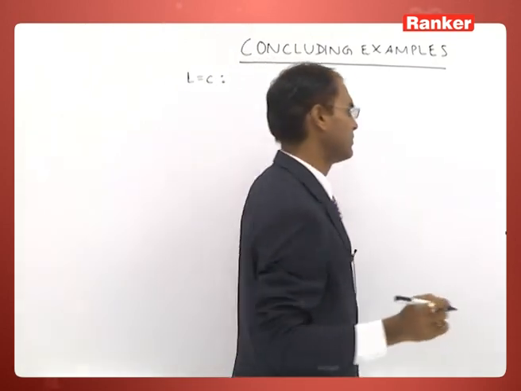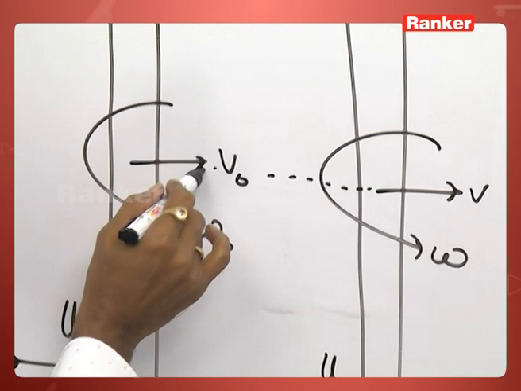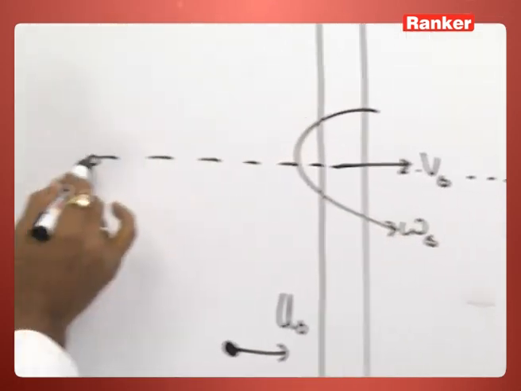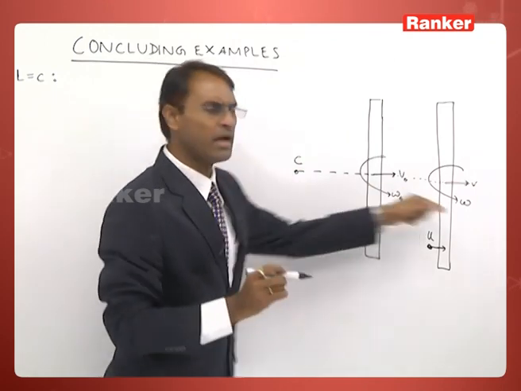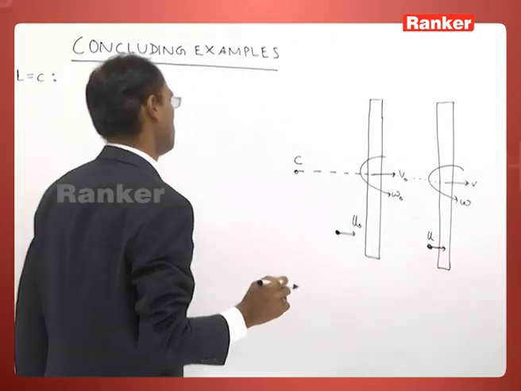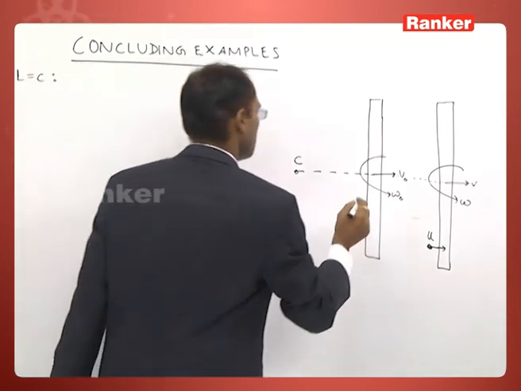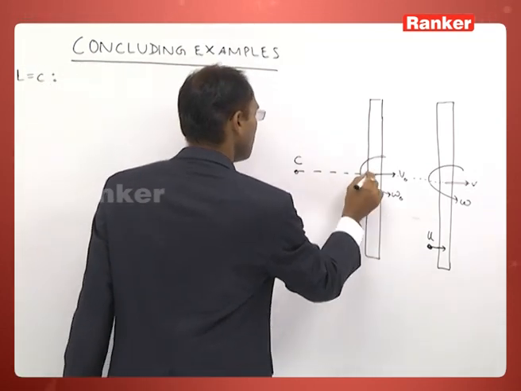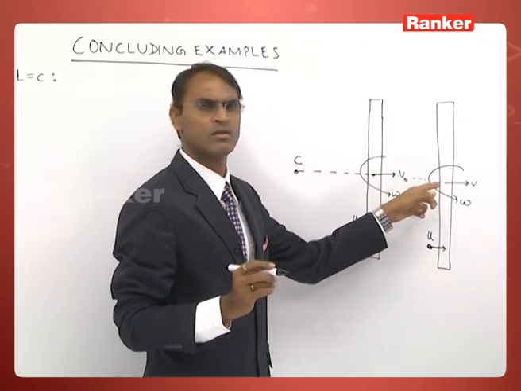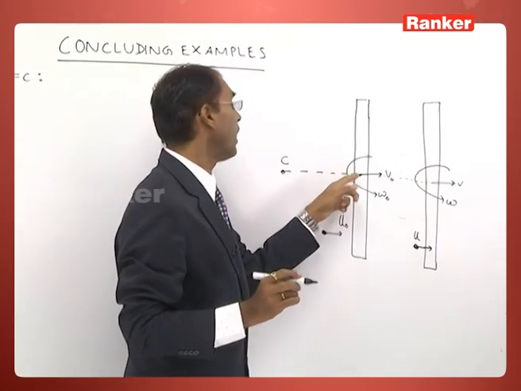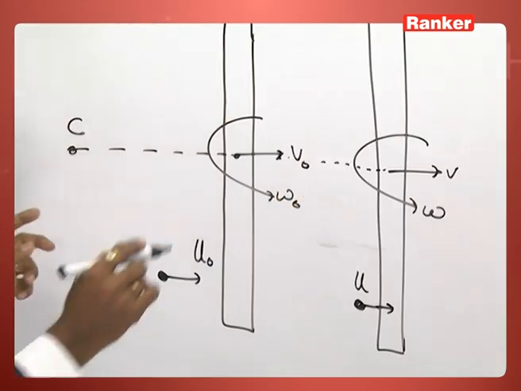Concept number 1: reference point. You can take any reference point, but if you take a point on the line of motion of the center of mass of the rod, then you can get some mathematical advantage. That advantage is that, with respect to this point, the orbital angular momentum of the rod will be 0.